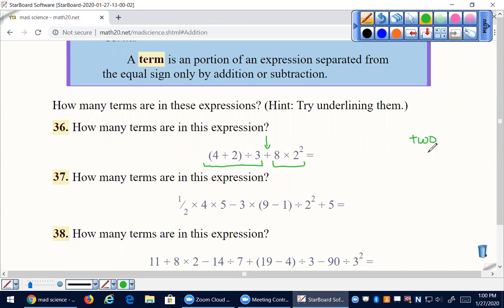How about the next one? I go along, where does my first term stop? Before the 3, because there's a subtraction that's not in the parentheses. Okay, where's the next term? There's an addition that's not in the parentheses. So this one has 3 terms.